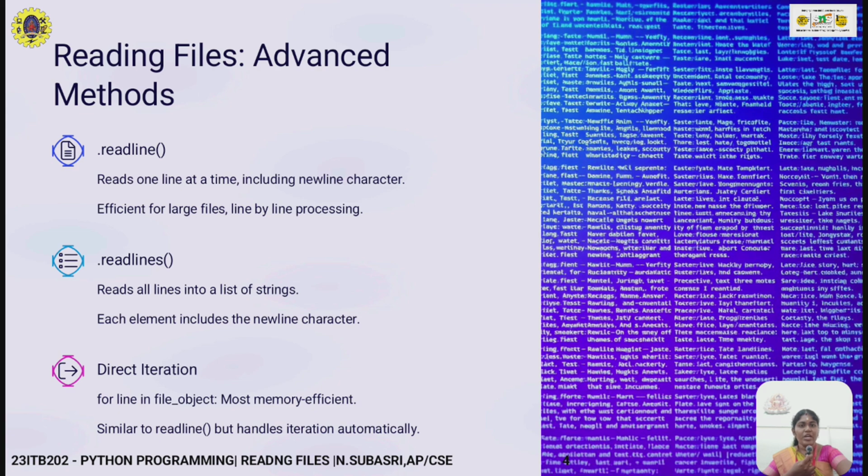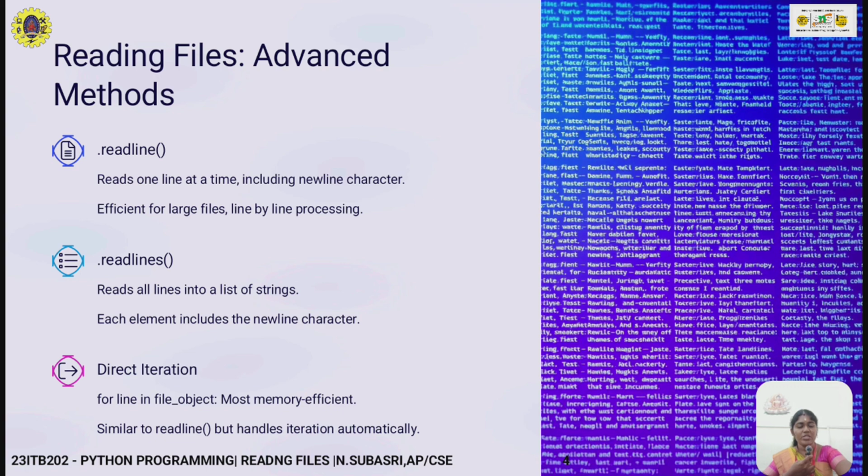For reading the file, we have advanced methods. Instead of using dot read, we can use dot readline, which helps you read a line at a time, including the newline character. Even if it is a large file, you can read it line by line with the help of the dot readline command. If you want to read only one single line at a time, you use dot readline. The dot readlines command helps you read a list of strings.